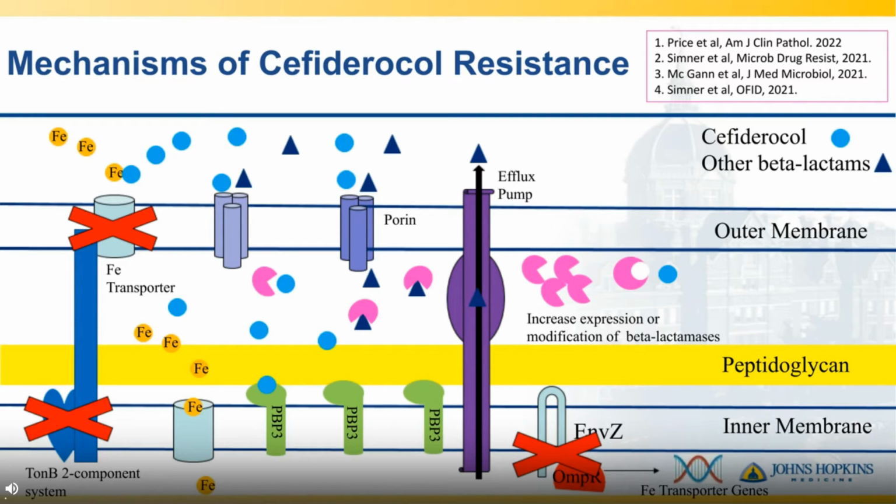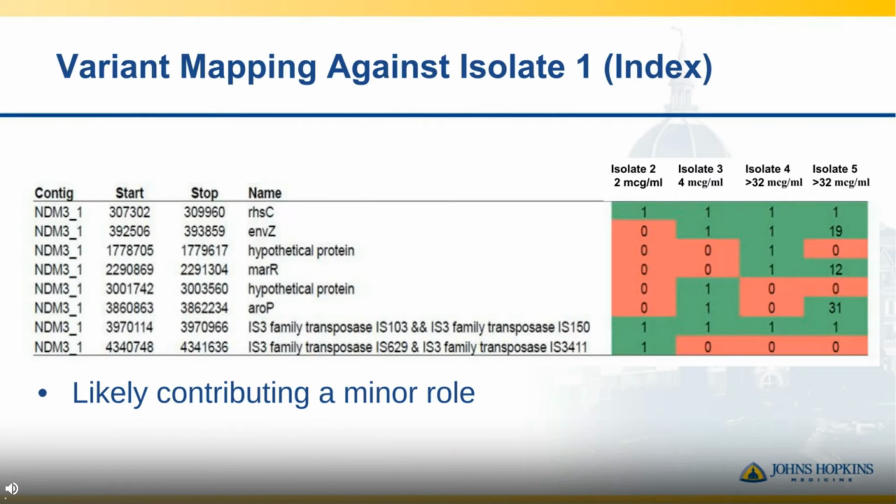So in this case, we wanted to look further to see if there were any other potential mechanisms that we had previously seen contributing to the resistance that developed in this patient case. And so we did variant mapping against isolate 1. Isolate 1 was our first index isolate with a single copy of NDM-5, where our cefiderocol MIC was still sitting at 2. And then we took all consecutive isolates that we recovered from the patient after that and compared them to the index isolate to see if we could find any consistent mutations or additional mutations leading to resistance in these isolates.